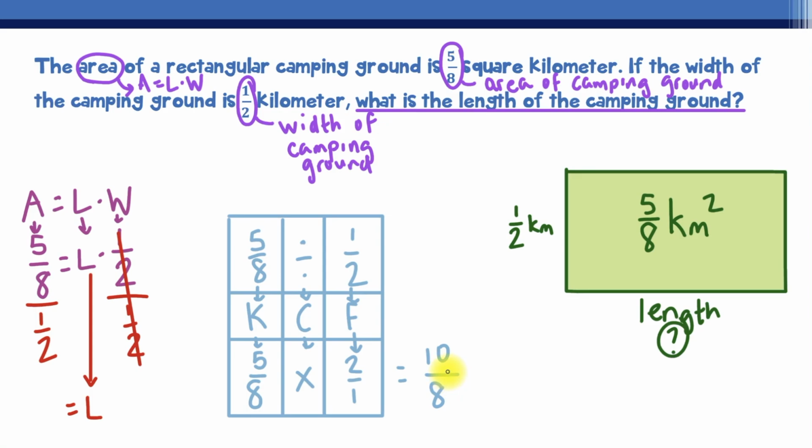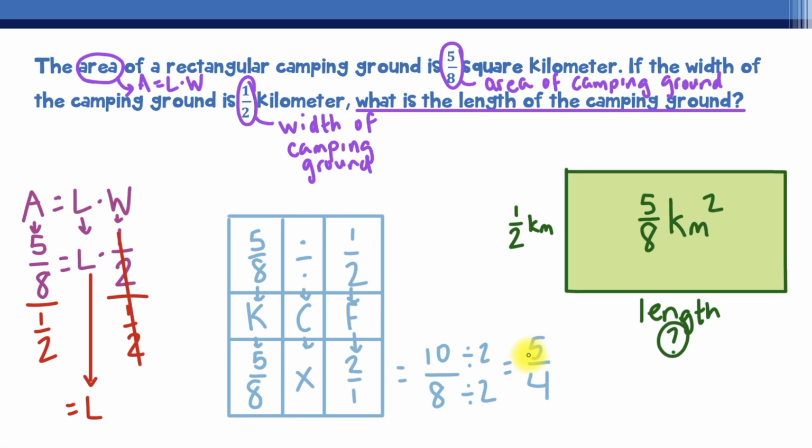Two things here. First of all, it can be reduced. So the best thing to do is to simplify it. And the number we'll use to do that is the number 2, because it's the greatest common factor of 10 and 8. So we'll have 10 divided by 2 and 8 divided by 2. 10 divided by 2 equals 5. And 8 divided by 2 equals 4.